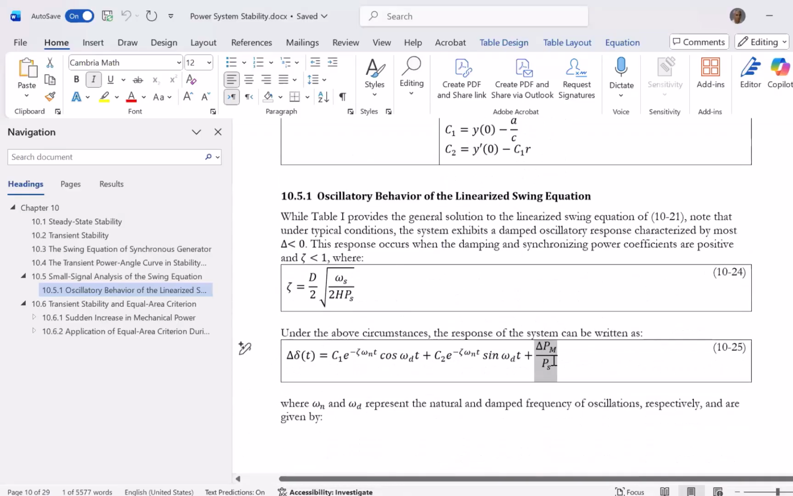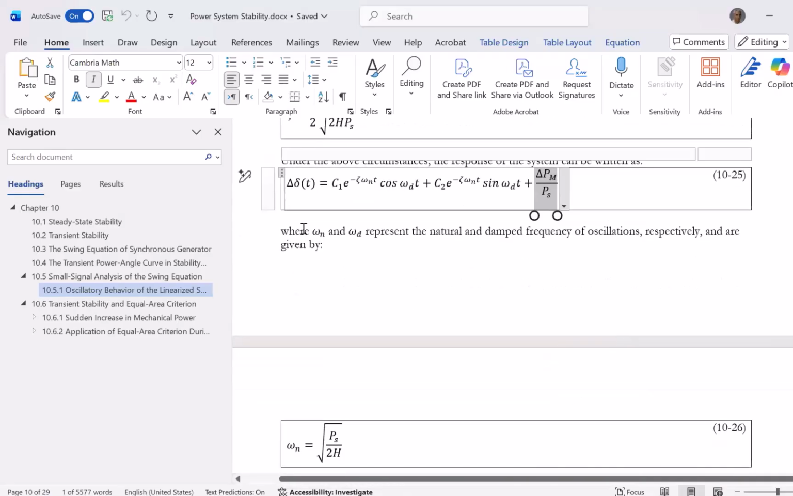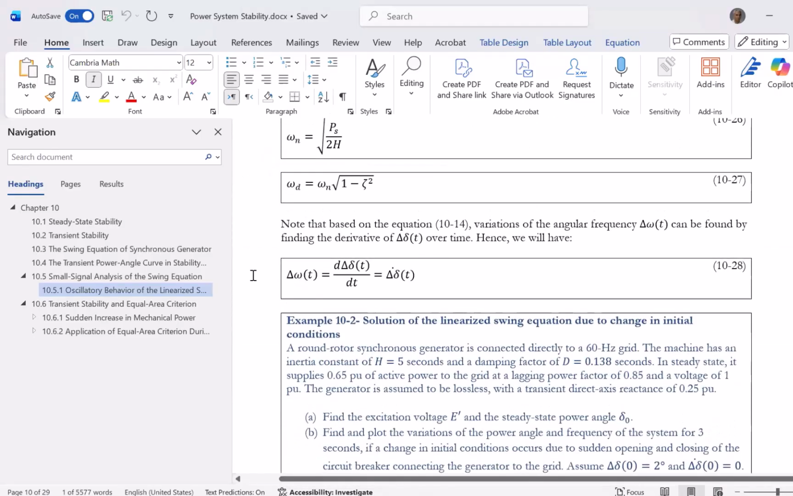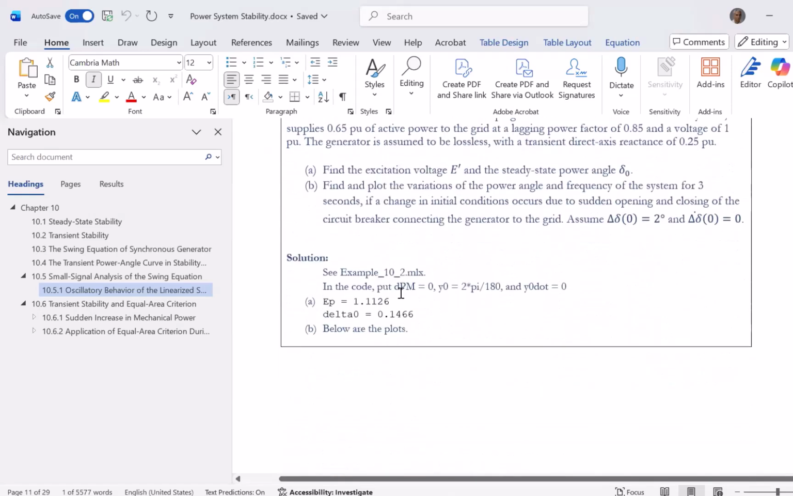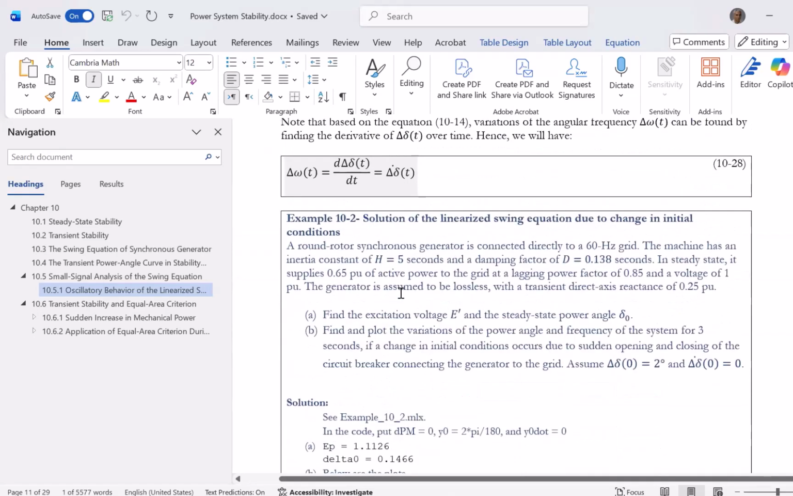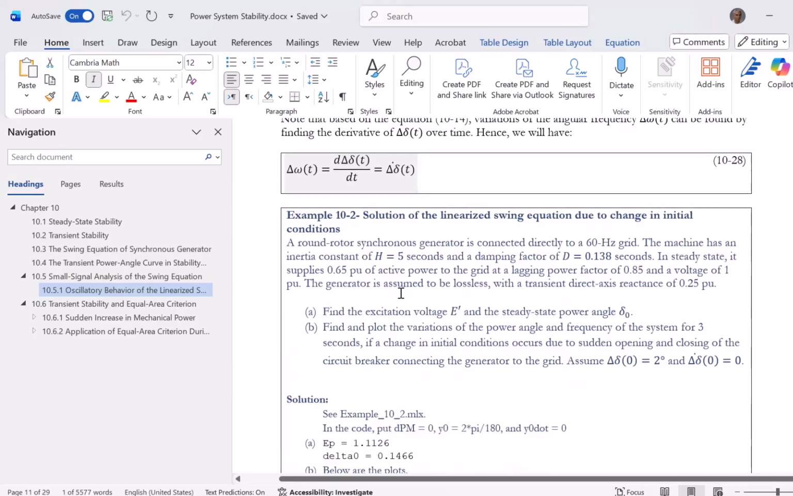And you can get a derivative of delta delta t over time to find the changes in the frequency also. So here is an example that is showing us this type of behavior. We have a round rotor synchronous generator, which is connecting to a 60 hertz grid. The machine has an inertia of 5 seconds and a damping factor of D equal to 0.138 seconds.